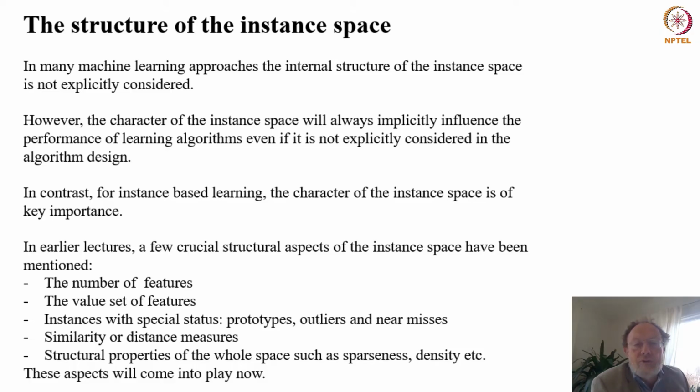In earlier lectures, a few crucial aspects of the instance space have been mentioned. The number of features, the value set of features, instances with special status. We talked about prototypes, outliers, and near misses, which are all structural aspects. Also, we mentioned similarity or distance measures, which is a key issue here. But we will also now talk about structural properties of the whole space, such as sparseness, density, etc. These aspects will now all come into play.